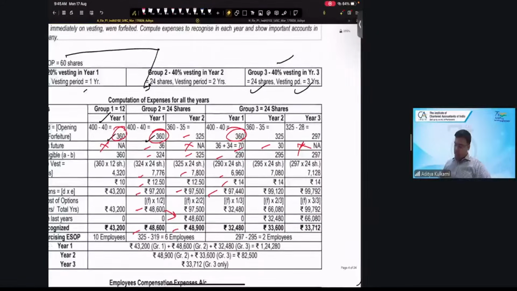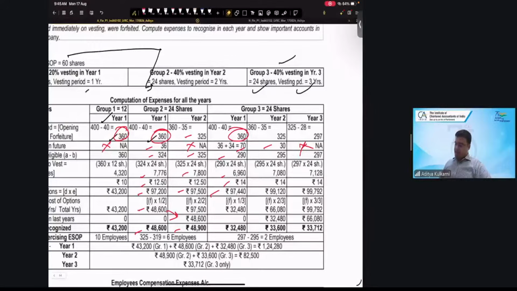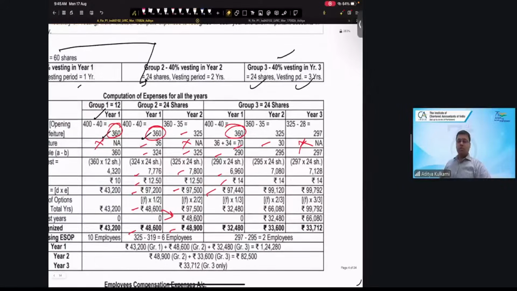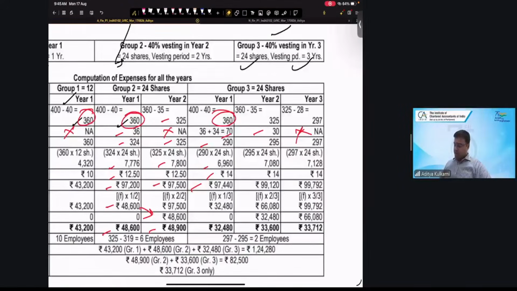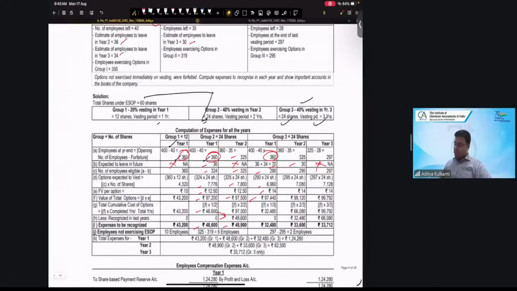99,792 is the total. What you have already recognized is 66,080. So 33,712 is something that you will have to recognize in the third year.